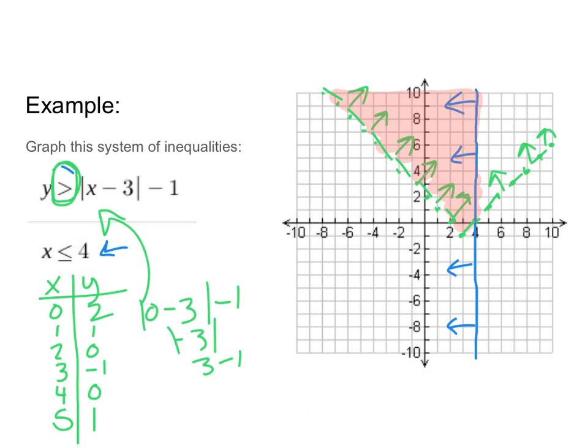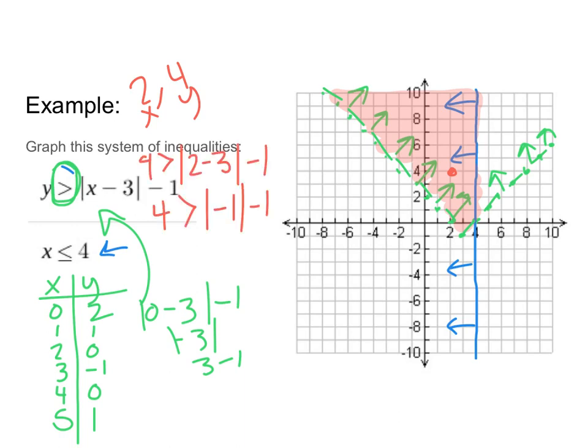So I'm going to test the point 2, 4 for x and y. So we get 4 is greater than the absolute value of 2 minus 3, minus 1. So 4 is greater than 1 minus 1. 4 is, in fact, greater than 0. That works. And over here, I just plug in 2 for the x. So 2 is less than or equal to 4. That also works. We did it.